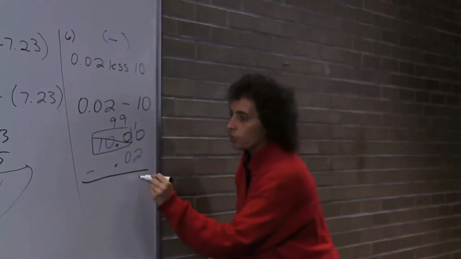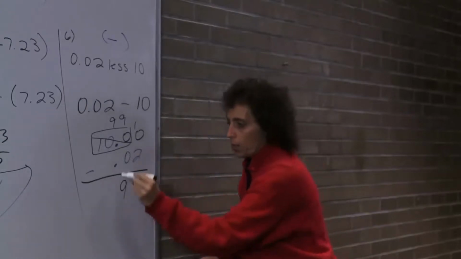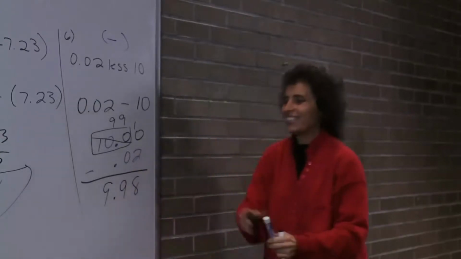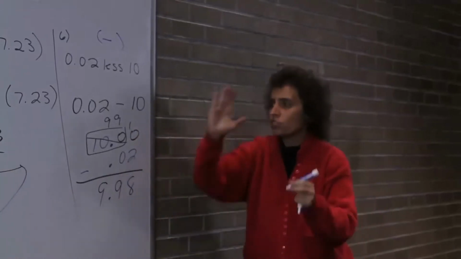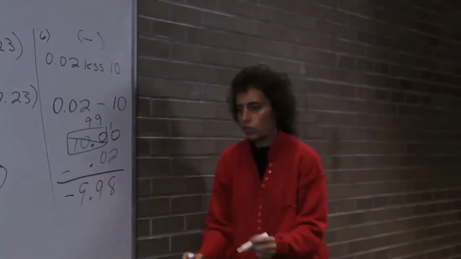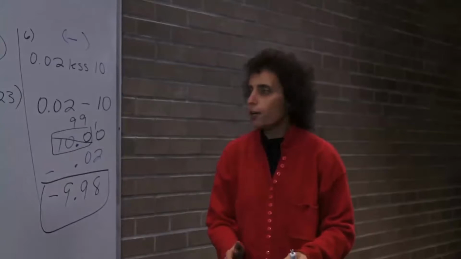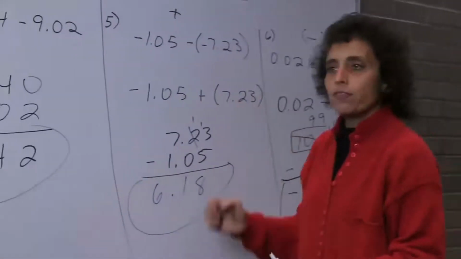10 minus 2 is 8. 9 minus 0 is 9. Here's my point, 9, which makes sense. That's $10 minus 2 cents. Of course, it's $9.98, but I'm in a hole. So it's negative $9.98. But I get to box subtract. It's back. Okay. That takes care of 4, 5, and 6.